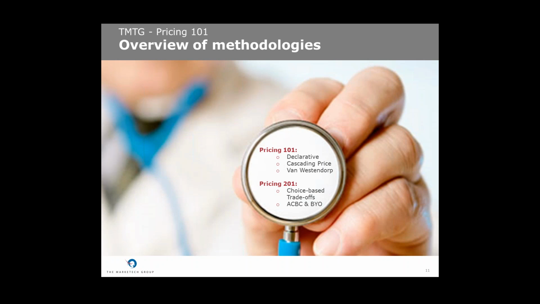Now, there's a question that says, what technique gives me price elasticity? And that's a very good question. The techniques we're going to talk about today, Declarative, Cascading Price, and Van Westendorp, don't give you price elasticity, except in a very small range. It can give you some sense of elasticity. Or with a modified Westendorp, you can get some sense of purchase likelihood. But really, price elasticity comes in when you use the choice-based conjoint techniques, and we'll cover that in Pricing 201.